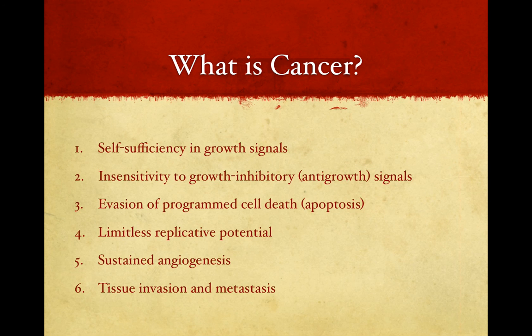Fifth is sustained angiogenesis. Angiogenesis refers to the ability of cancer cells to acquire the capacity to get their own blood by creating their own blood vessels in order to get blood. That is what's known as angiogenesis, so sustained angiogenesis. Sixth, the final one, is tissue invasion and metastasis. That means that cancer cells must acquire the capacity to migrate to other organs, invade other tissues, and then colonize those organs in order to spread the cancer throughout the body. So those are the 6 things that are involved in cancer.